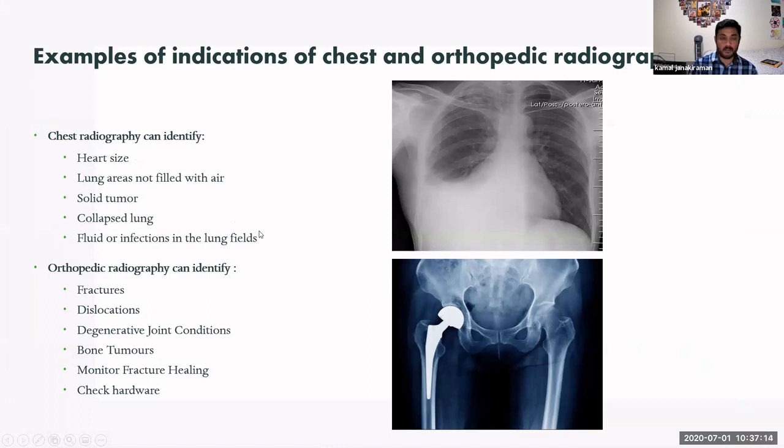Some of the examples, you can see more. In the same way, orthopedic radiography can identify fractures, dislocations, degenerative joint conditions, bone tumors, fracture healing, and check hardware. For example, you can see here the total hip replacement of the hip. You can check the hardware positioning properly there. Similarly, you can see some pleural effusion there.